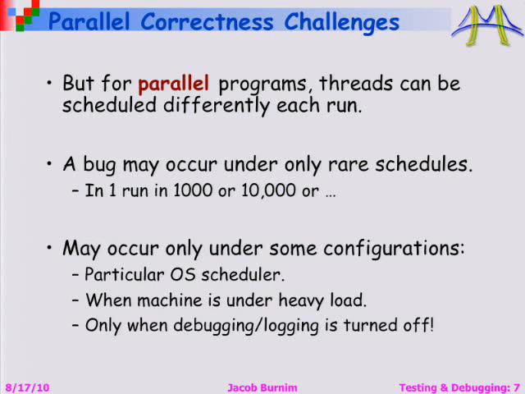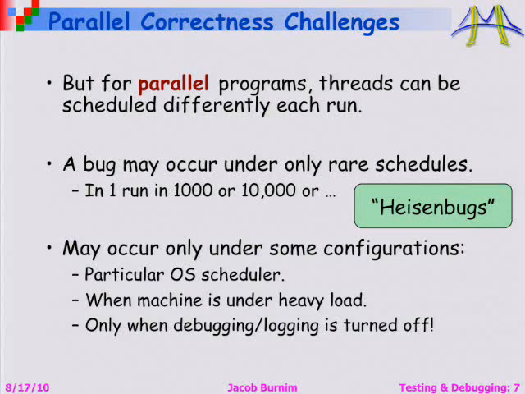Again, this is notorious: some of these bugs can happen only under very rare schedules, maybe 1 in 1,000 or 1 in 10,000 runs. Also, which schedules you see when you run the program can be very dependent on the configuration you're using, on what operating system you're running under, on the hardware. And worse, many of these bugs sometimes will disappear when you turn on debugging or logging code. So sometimes these are called Heisenbugs. Trying to observe them makes them go away.